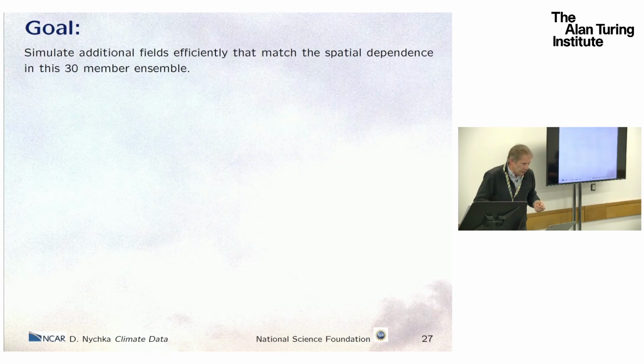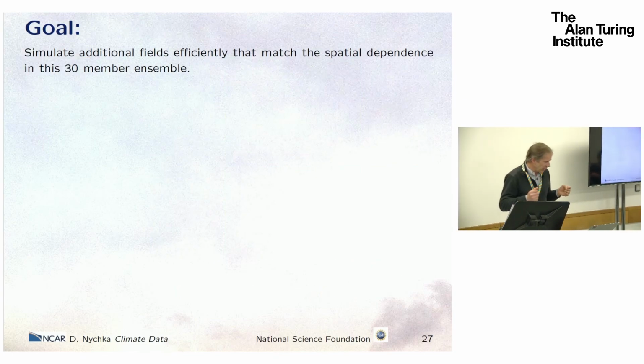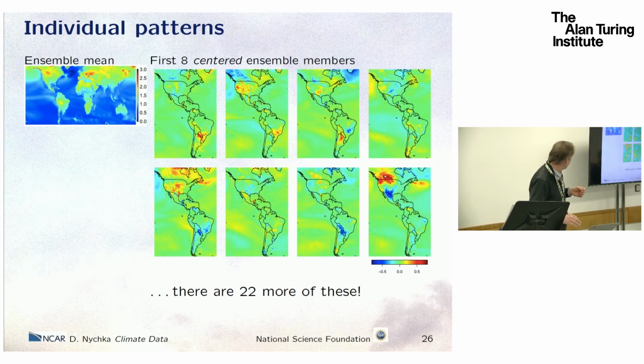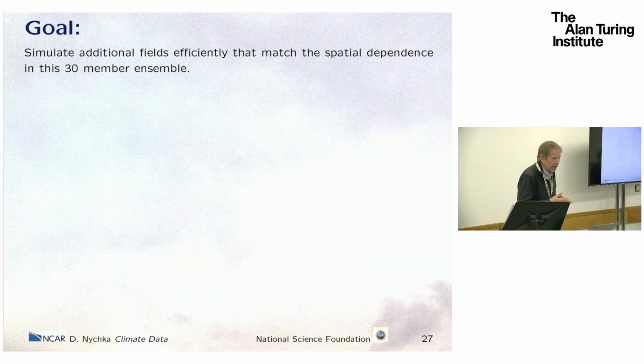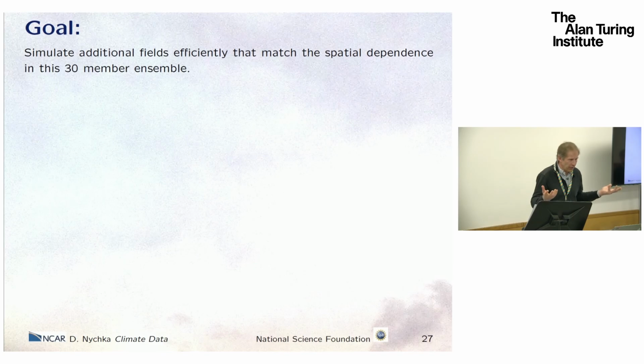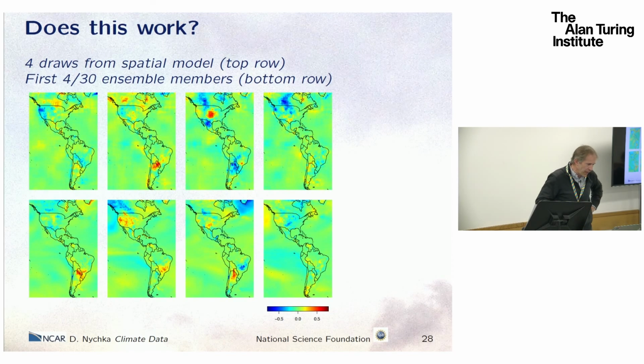What I would like to do, the statistical challenge here, is to be able to quantify the variability among these ensemble members with a view towards trying to generate more than 30. And there are reasons for this in terms of people that want to use this for assessing the impact of climate change and can't afford to run many, many extra climate model runs, but would like to be able to query that variability.